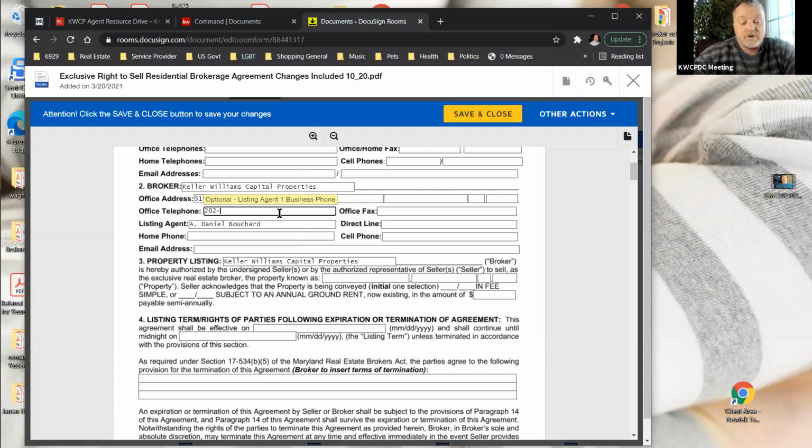37700. So make sure that you put the actual brokerage phone number there so that it can reach the broker of record, and then you can put your own cell phone number down below. You actually should. That would be mine. Fill out your email address and contact information there.